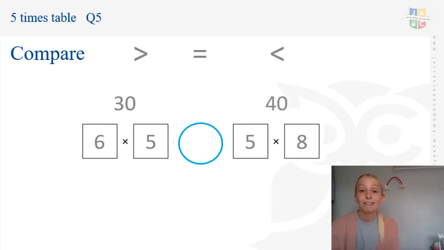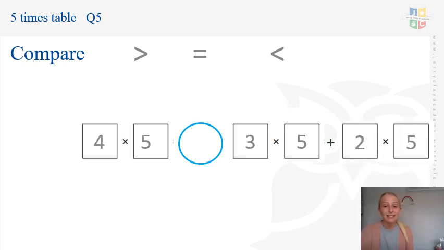And then I can really clearly see which way my inequality symbol needs to face. So remember, the largest part of the inequality symbol faces the largest number. So I know that 30 is less than 40, so I can add my inequality symbol. You can also see that 8 lots of 5 has more because the other side only has 6 lots of 5, so I could have worked it out that way too. Let's have a look at an even more challenging comparing number sentence.